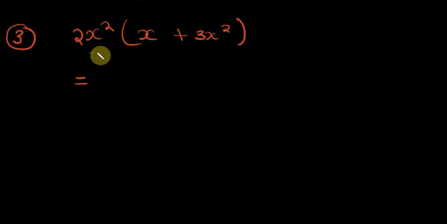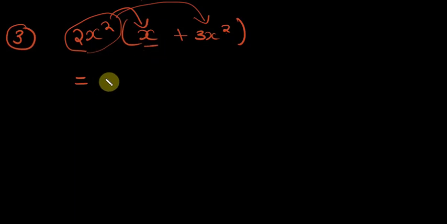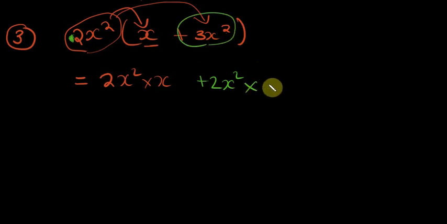Let's do it together. So we multiply this one by everything inside the bracket. Start with the first one. That will be 2x squared multiplied by x. And then plus 2x squared, just write it as it is. There's a positive here, but it's not written. So plus 2x squared multiplied by positive 3x squared.